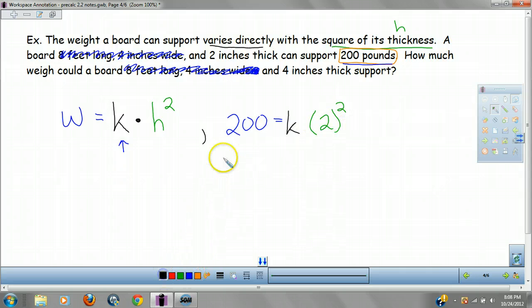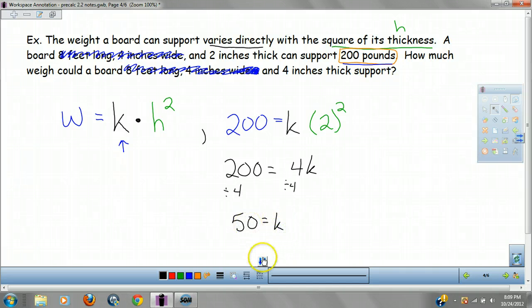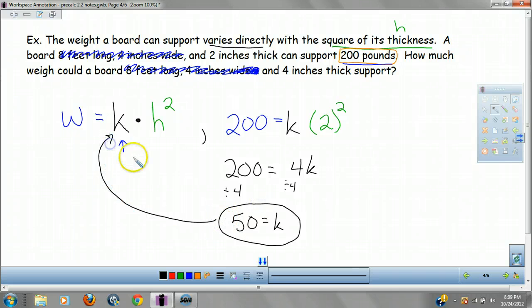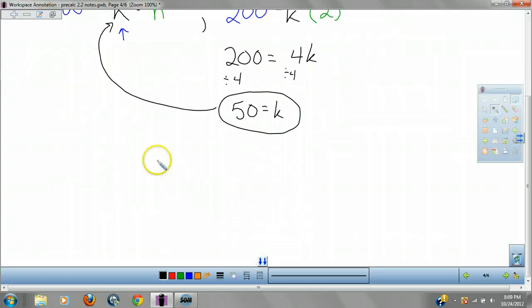And what I end up getting is 200 equals 4 times k. Divide both sides by 4, and I get 50, right? That's my constant. So I take this and I plug it into my original equation. So I end up with W equals 50 times h, which is thickness, squared.